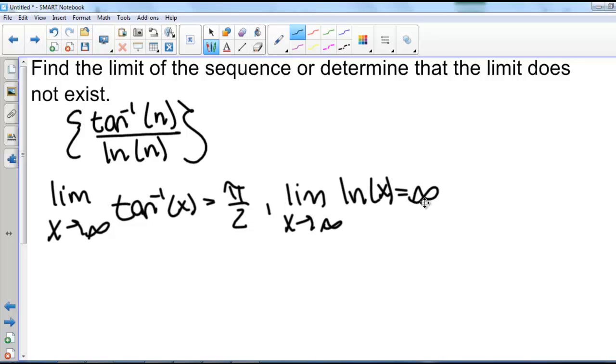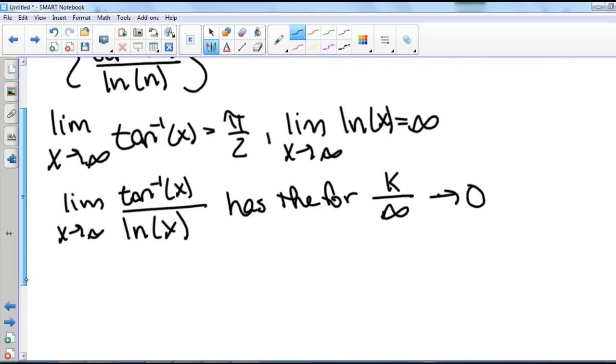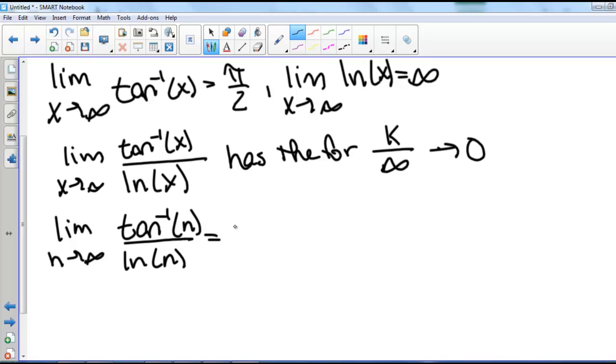So if we're looking at the limit as x goes to infinity of the inverse tangent of x over natural log of x, then this has the form a constant k over infinity, which approaches 0. So this tells us that the limit as n goes to infinity of the inverse tangent of n over the natural log of n equals 0 and converges.